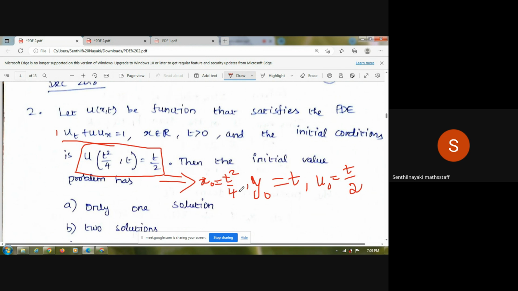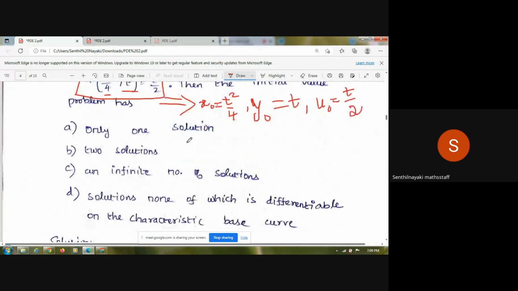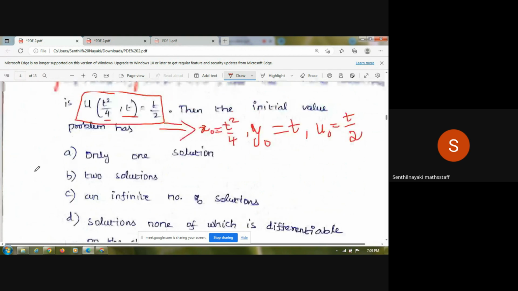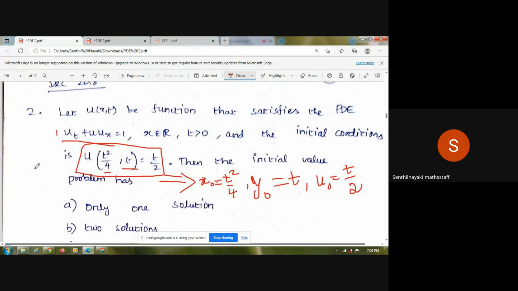So x naught is t square by 4 because the first coordinate is always x, the second coordinate is always y, and the value of the dependent variable u is u naught, t by 2. So again we are going to check whether there is only one solution, two solutions, or an infinite number of solutions, or none, which is differentiable on the characteristic base curve. Okay, let us discuss this question.